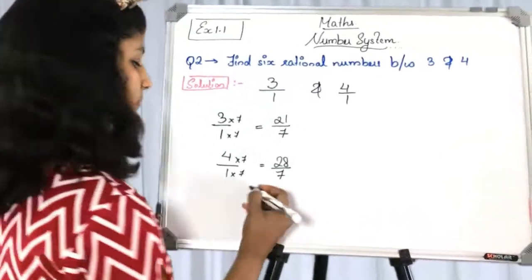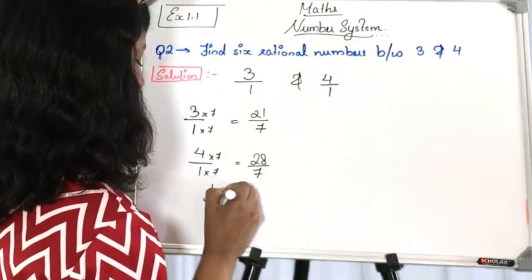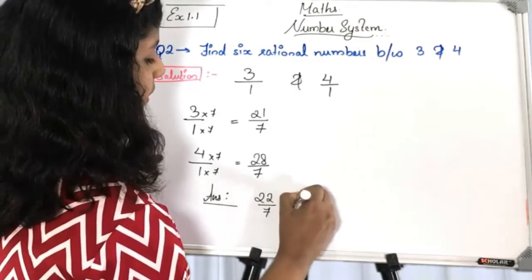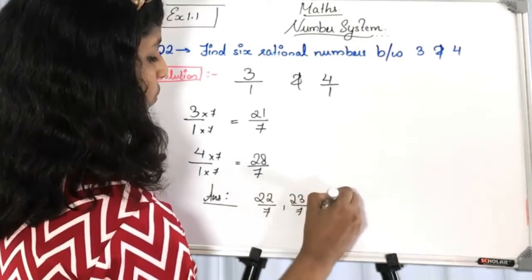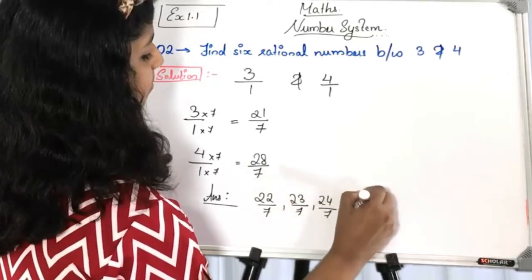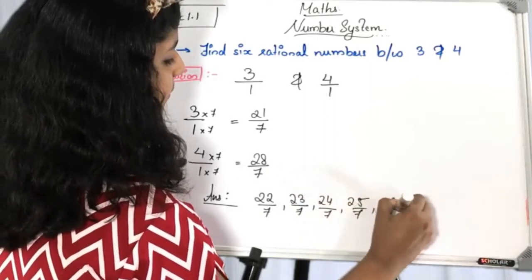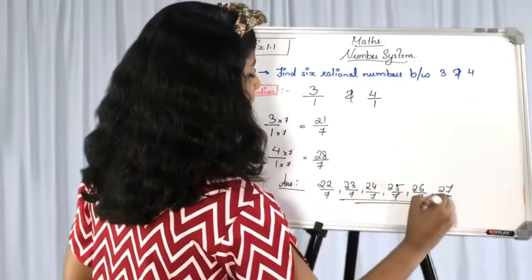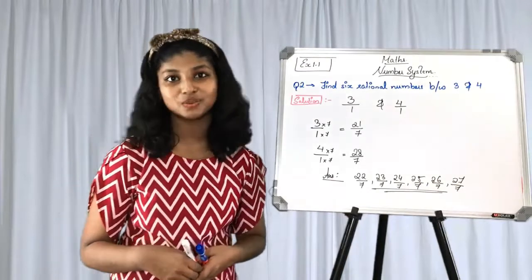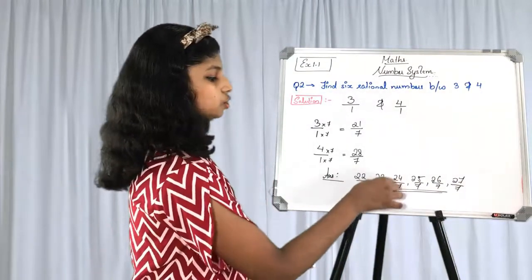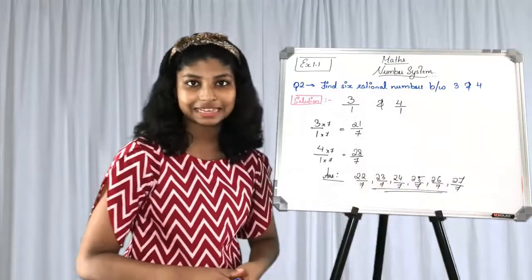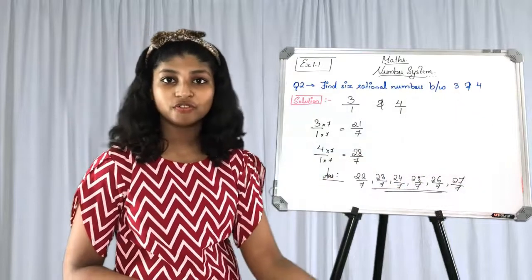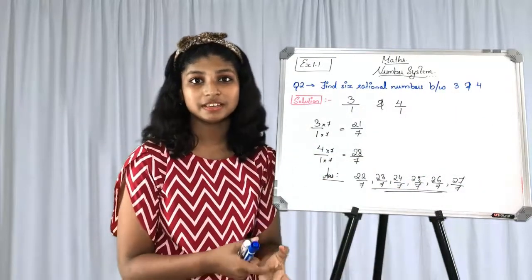Here we have got 6 rational numbers between 3 and 4. Let's look, the answer is 22 by 7, 23 by 7, 24 by 7, 25 by 7, 26 by 7, and 27 by 7. So we have got 6 rational numbers between 3 and 4: 1, 2, 3, 4, 5 and 6. This is how you have to find rational numbers between the given numbers.